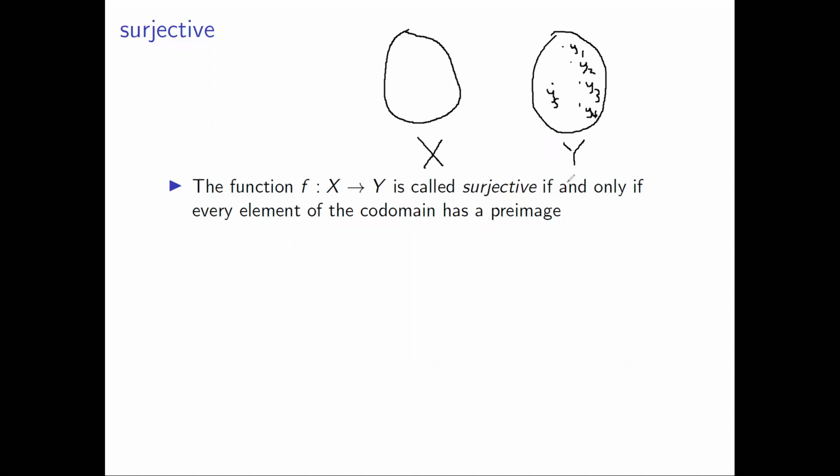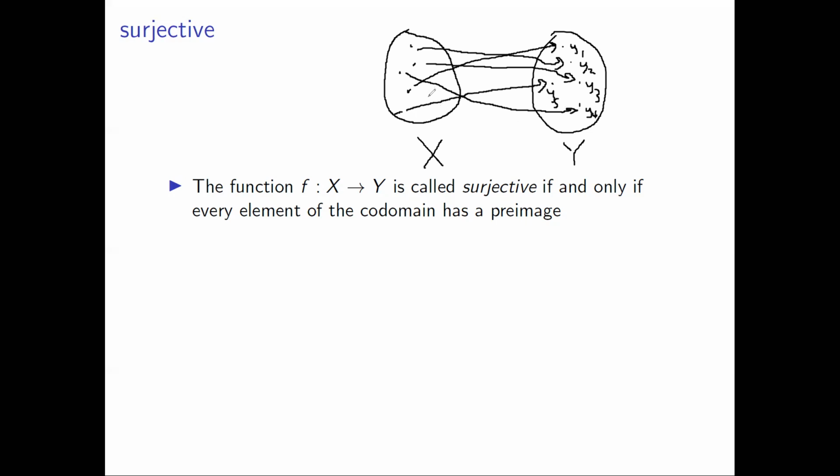Now, what does it mean to be surjective? We need every element of the codomain to have a preimage. So we need some x here to map to y1. We need some x to map to y2, some x to map to y3. We also need some x, maybe it's up here, to map to y4. And then we need any x anywhere that can map to y5. Let's say it's over here. So that would be surjective if that's all the elements of our set y.